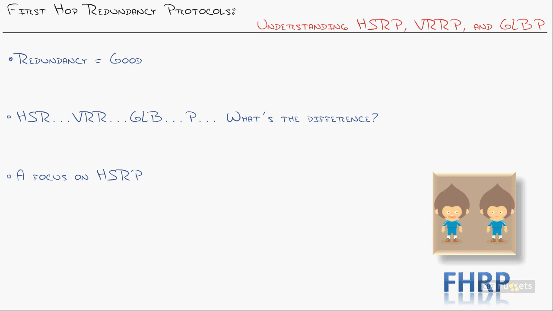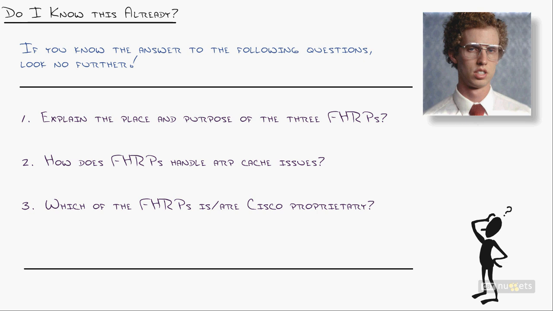First hop redundancy protocols. Think of it as your first line of defense. Understanding HSRP, VRRP, and GLBP. You got it, right? So we're going to take a look at each one of these protocols because they each have their own little niche that they fit in, and then we're going to focus in on configuration for HSRP. Here are your do I know this already questions. So if you do, you can move on to the next nugget.